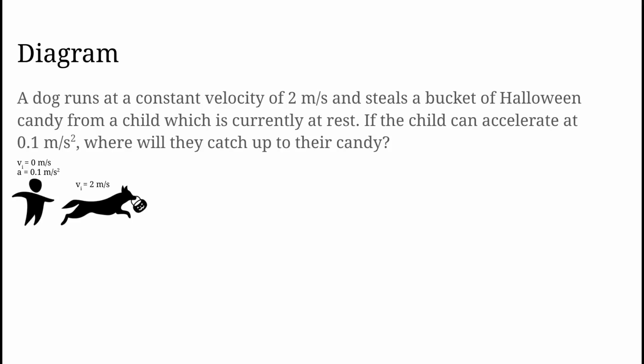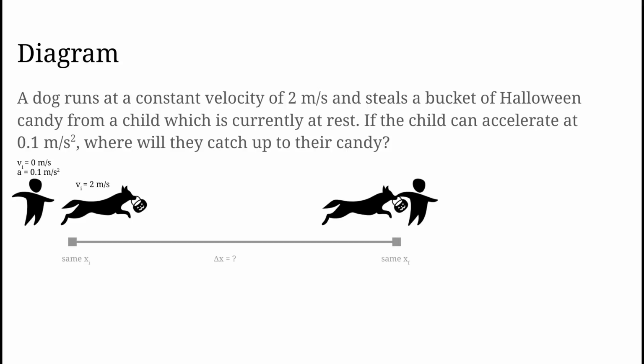Notice that the diagram helps us to sort out those given values and make sure that they're positioned near the object that they apply to, which will help us later when we are plugging them into multiple equations. Then I've drawn what happens at the end of this situation. This is when the child catches up to the dog to reclaim their candy.